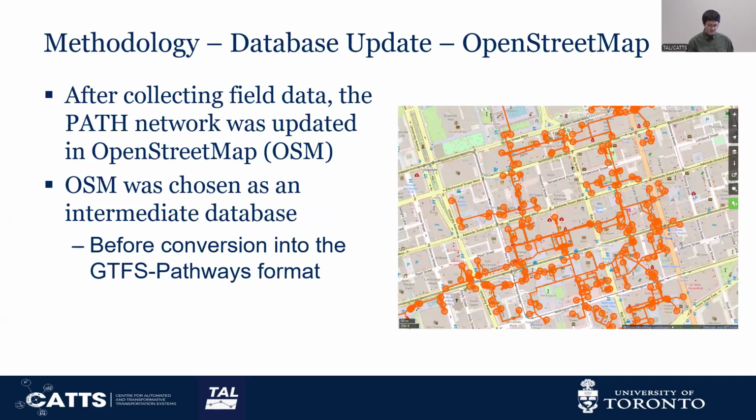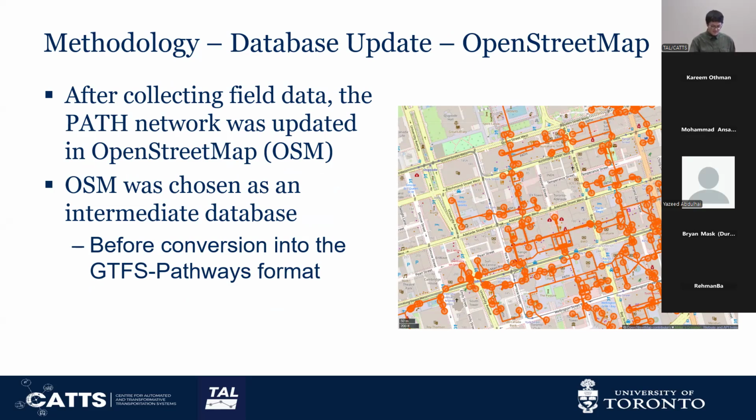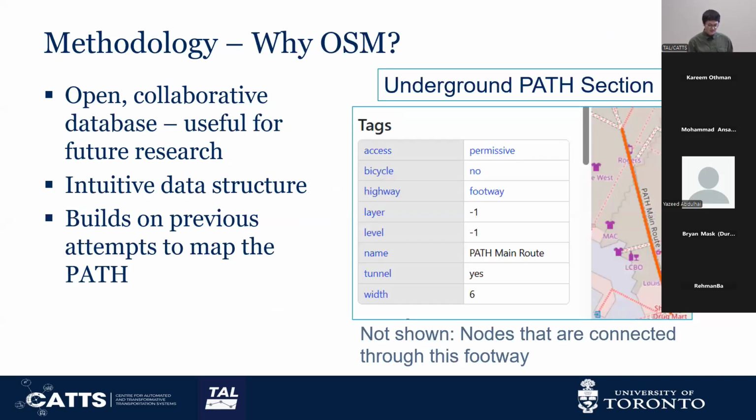Okay, so moving on to the next phase. After collecting the field data, we've identified OpenStreetMap, or OSM for short, as a good intermediate database before we convert that into the GTFS pathways format. So why do we choose OSM?